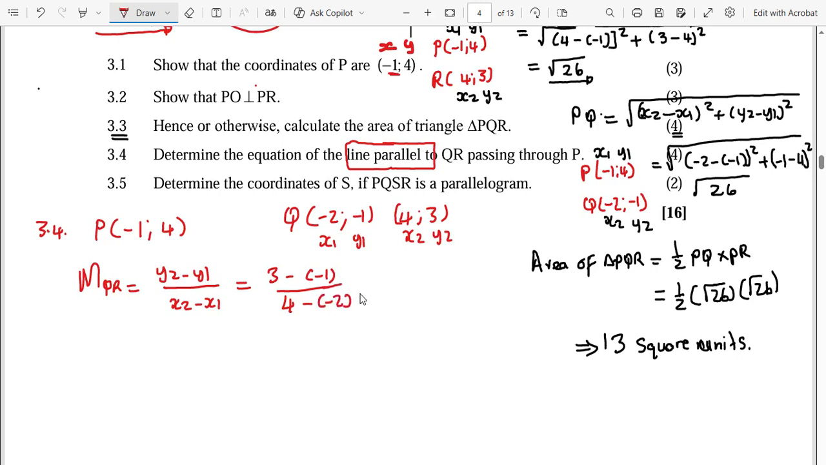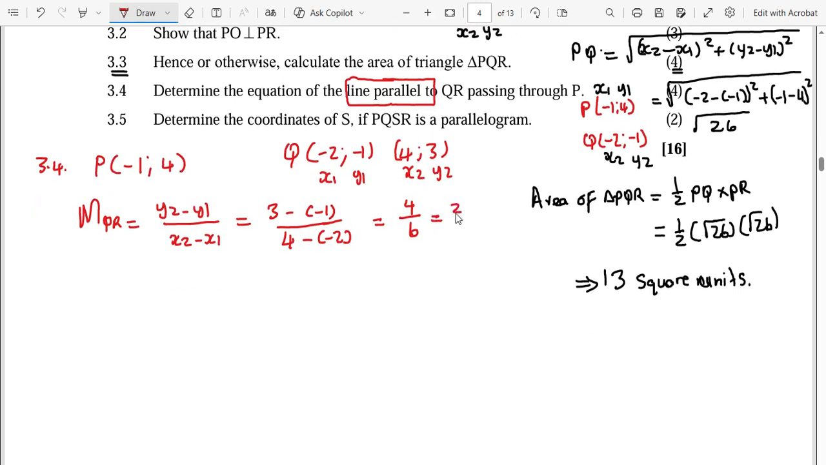Please make sure that you put it inside the bracket. So on top, we just have 3 plus 1, that's 4. On the bottom, 4 plus 2, that's 6. And this gives us 2 goes into 4 two times, 2 goes into 6 three times. So the gradient of QR is 2 over 3, which is the gradient that we're going to use on this equation. So you just have to take this gradient and substitute it in that equation. So this becomes y equals 2 over 3 x plus c.